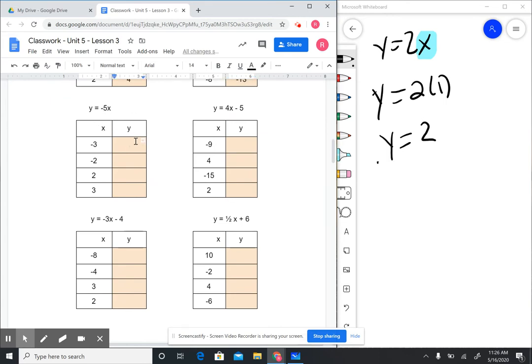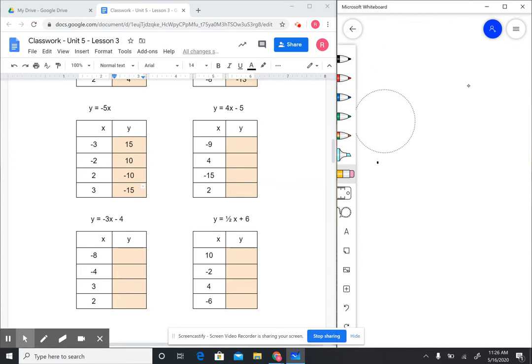Now this one over here says you take your input and you multiply it by negative 5. So negative 3 times negative 5 would be positive 15. Negative 2 times negative 5 would be 10. 2 times negative 5 would be negative 10. And then 3 times negative 5 would be negative 15. So this one's getting a little more difficult.